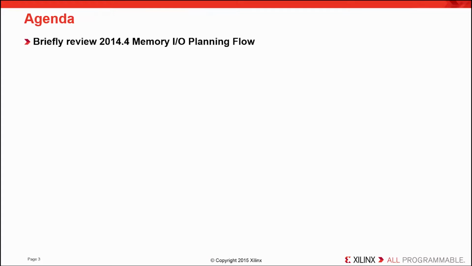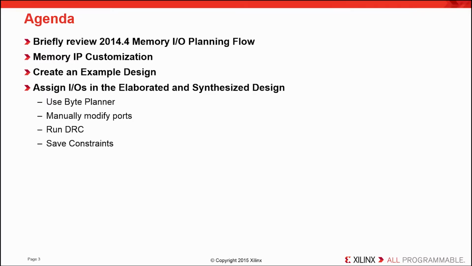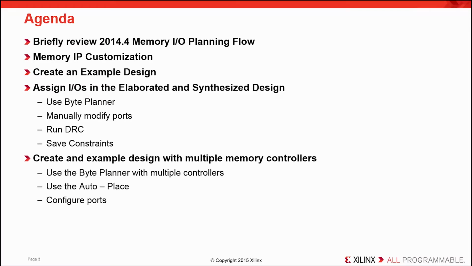The agenda for the demonstration is we'll briefly review the 2014.4 memory I/O planning flow, and then we'll review the new memory IP customization wizard. We'll configure an IP and we'll create an example design, and then we'll open up the elaborated design or the synthesized design and use the new memory byte planner. We'll manually modify some memory I/O ports, run the DRC to ensure compliance, and then we'll save those constraints to the top-level constraint file.